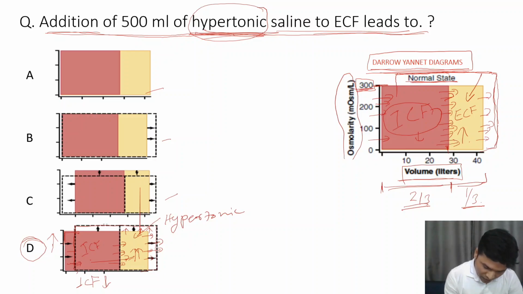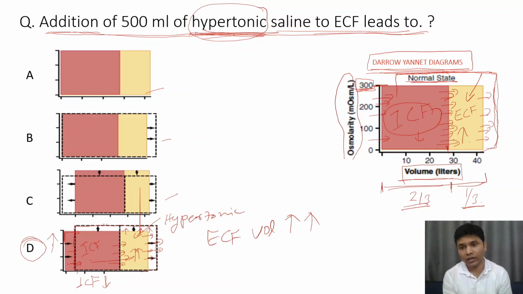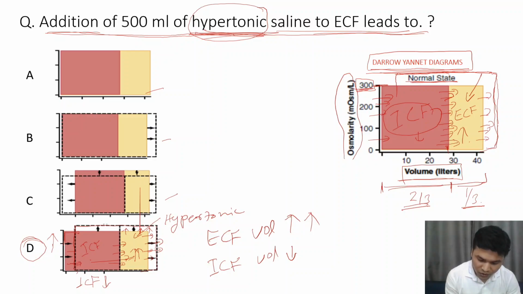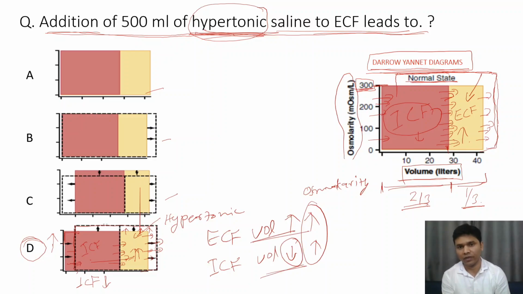So in the ECF, volume increases, and osmolarity also increases, more than the infusion alone, because some fluid will come from the intracellular fluid. And what about the intracellular fluid? Volume decreases, osmolarity increases. So osmolarity will increase in both conditions, but volume will decrease in the intracellular fluid and increase in the extracellular fluid.